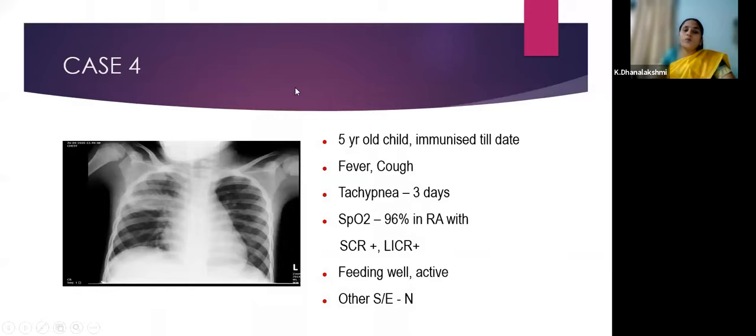Now we will move on to respiratory scenarios. How can we take a syndromic approach? Here, this is a 5-year-old child, immunized till date, admitted with fever, cough, and tachypnea for 3 days. Saturation is maintained in room air with mild subcostal and lower chest retractions. Feeding well. So this technically fits with moderate pneumonia.